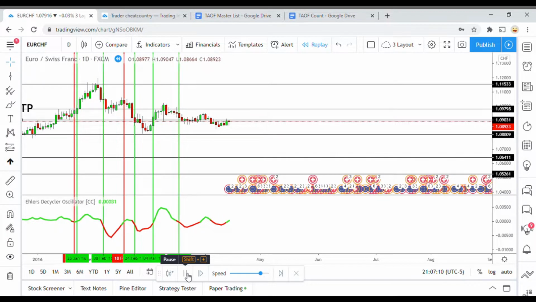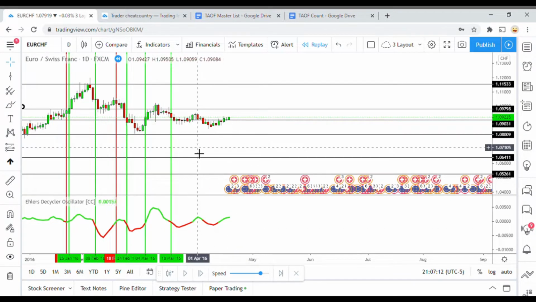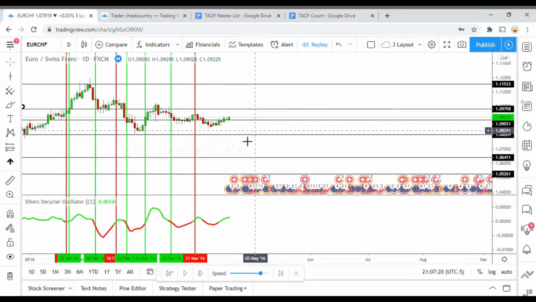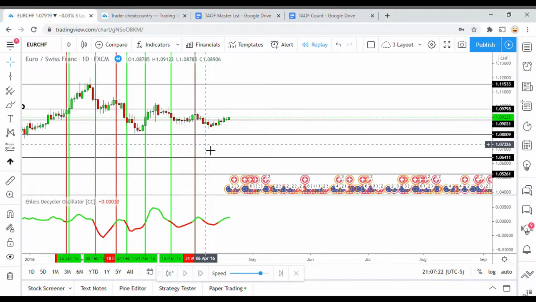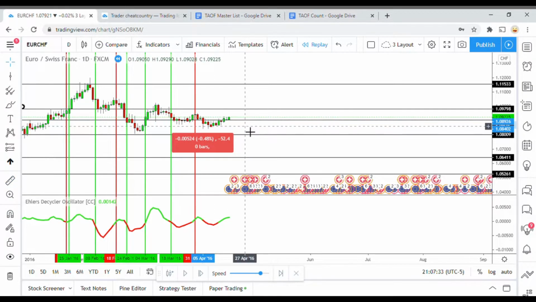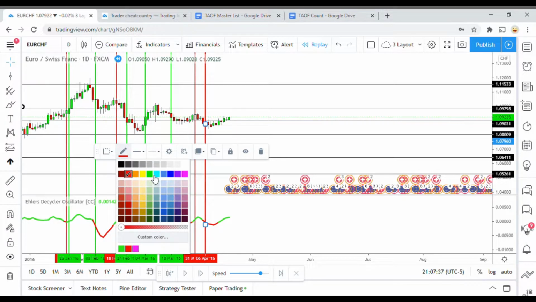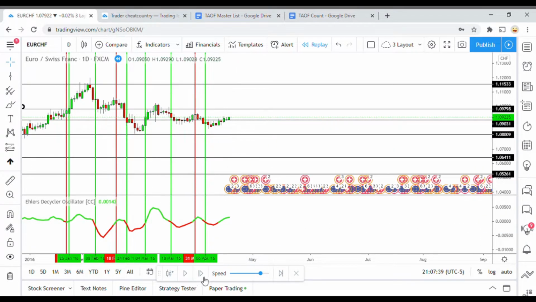Small push to the upside for just a moment. Didn't get much momentum behind it. Let's see here. We don't want to lose track of our signals here. So that one didn't work out for us. It then came down here. Let's see. This one here would have barely got us to take profit.